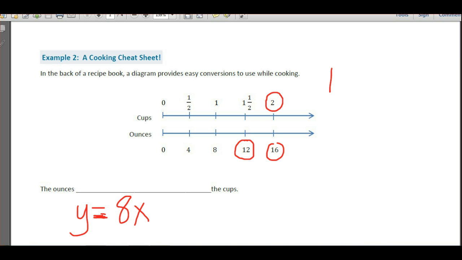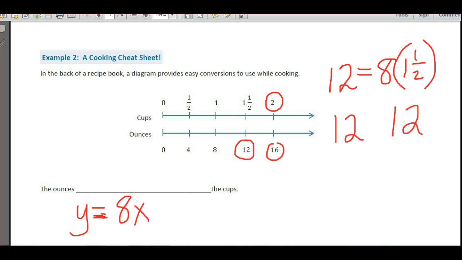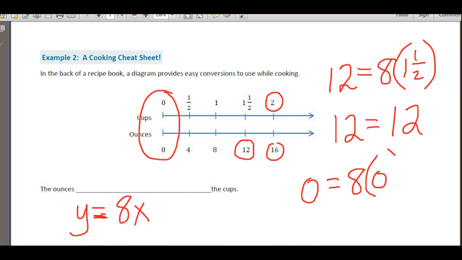Okay, so we're saying 12 equals 8 times, let's say, 1.5. And if we did that, 8 times 1.5, 8 times the 1 is 8, 8 times a half is 4, and that equals 12 as well. Okay, so that works. All right, so you can apply it. How about those zeros over here? Those zeros, let's apply that. We have our y as 0 equals 8 times 0 as our cups there, and 0 equals 0, and that works.